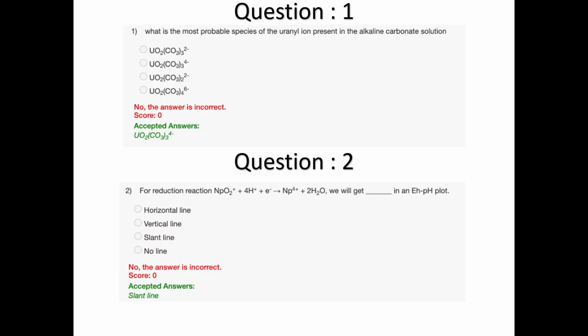We know it very well that for this the oxidation state of uranium has to be seen, and the one which has the most probable uranyl ion will be the right answer. The right answer is option B. Now for the reduction reaction NpO2+ + 4H+ + e- giving Np4+ + 2H2O, we will get dash in an Eh-pH plot. It should be horizontal line, vertical line, slant line, no line. We know it is a slant line.